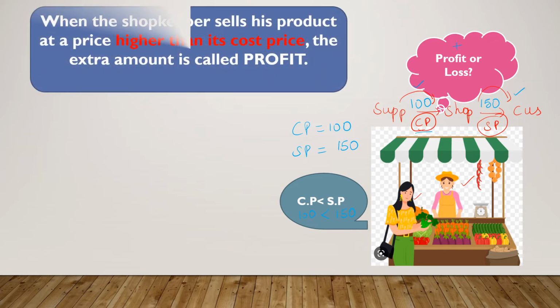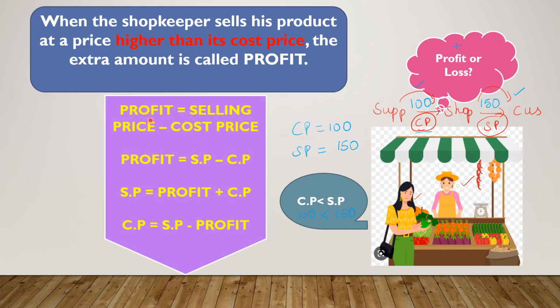So what is profit? When a shopkeeper sells his product at a price higher than its cost price, then the extra amount is called a profit. Can you guess that? Yes, I think you got the point. So this is known as profit. In which conditions are we getting the profit? Shall we see the conditions?